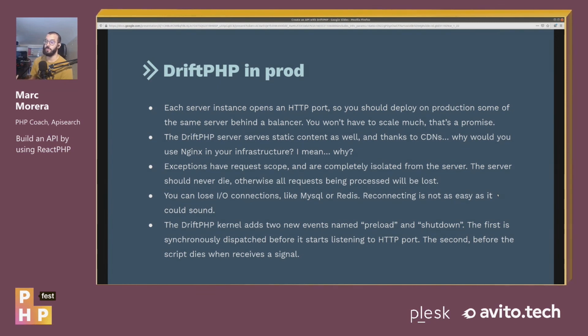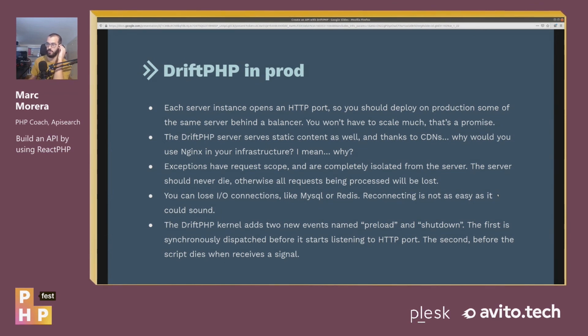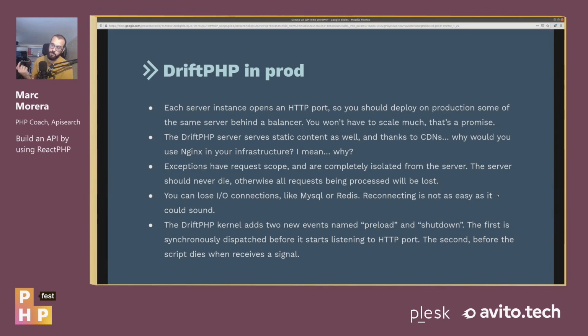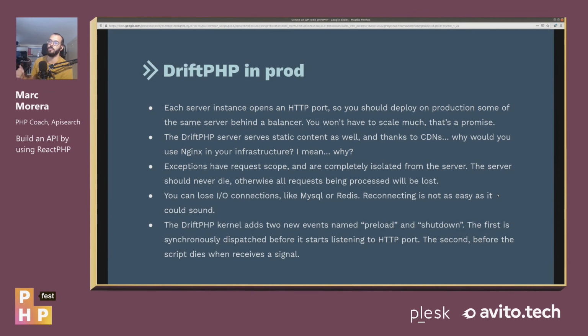And the DriftPHP server is actually serving static content as well. So if you want to work with Nginx by serving static content, you can actually do without Nginx, because you can work with a CDN, for example. Another important thing is that exceptions have a request scope, so it's not going to paralyze the whole server. It's not going to crash the whole server if you throw an exception.